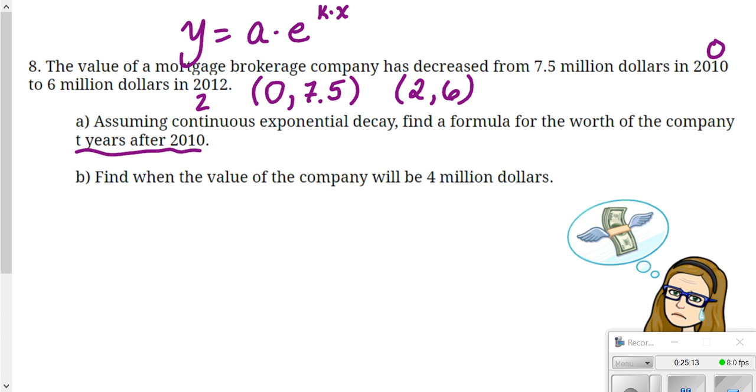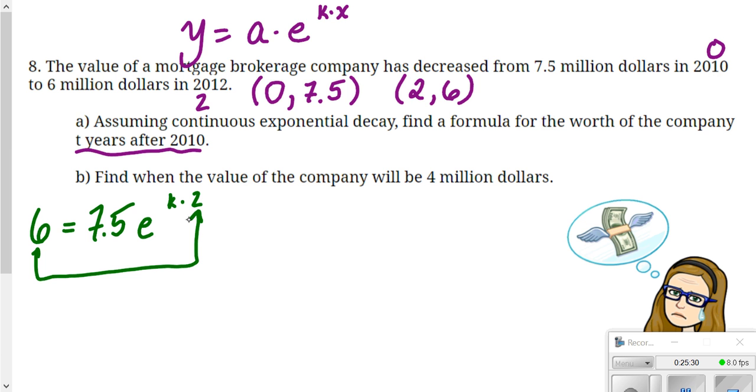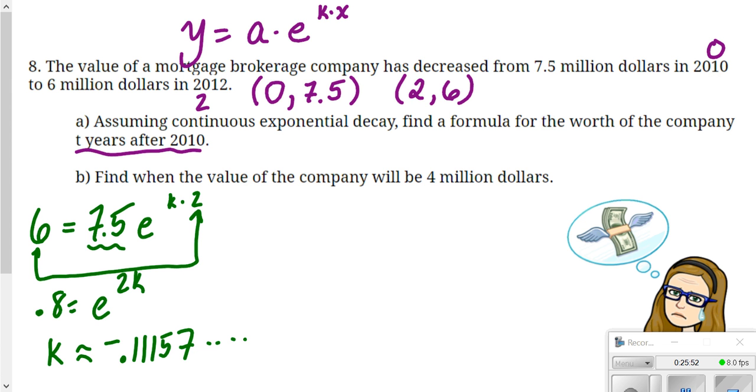So if I work on finding my equation, it would look like this. 6 is one of the ordered pairs if I put in my x coordinate as 2 at the same time. This is my initial value. These two values are there because that's one of the ordered pairs, and this is here because it's my initial condition. As I'd work this out, I would divide by 7.5, put this into log form, and then divide by 2. And so your constant should come out to be negative 0.11157 and some more digits, okay?